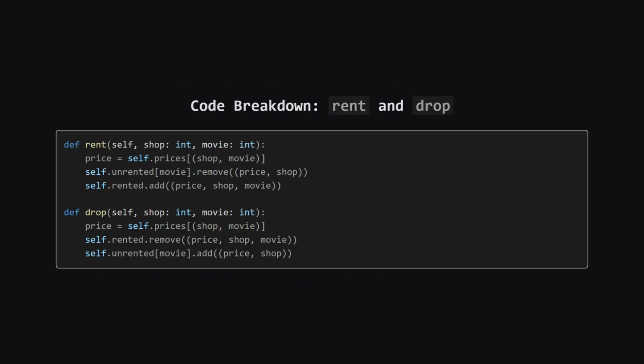Finally, rent and drop. These are the state change functions. For rent, we first look up the movie's price using our handy prices dictionary. Then, we simply remove it from the unrented set and add it to the rented set. Drop does the exact opposite. It looks up the price, removes the movie from the rented set, and adds it back to the unrented set for that movie ID. Because we're using sets and dictionaries, these add and remove operations are very fast on average.